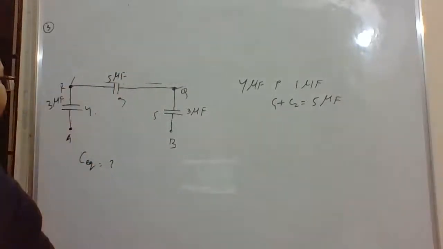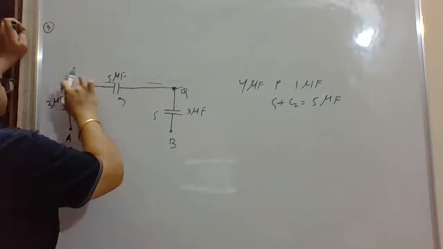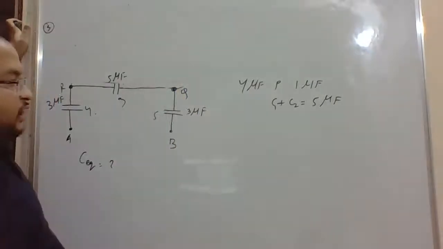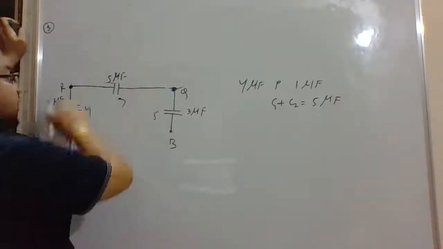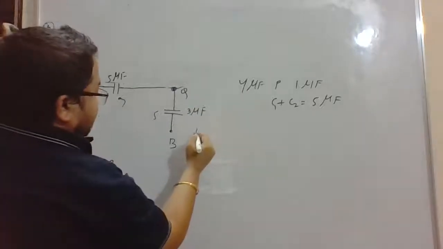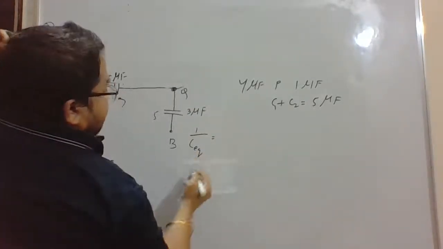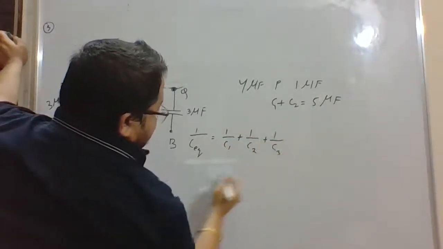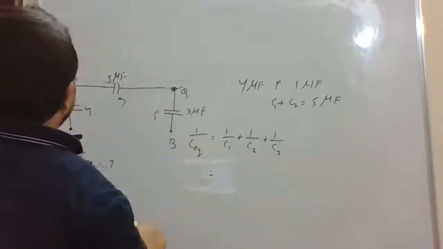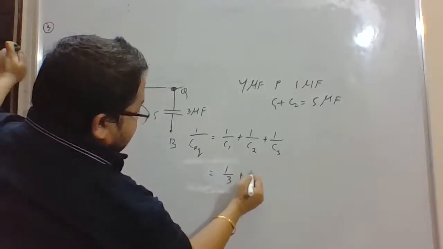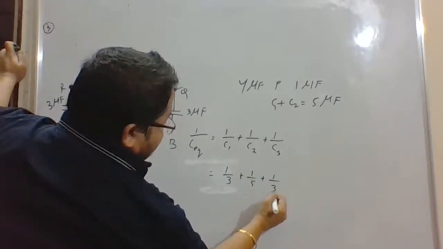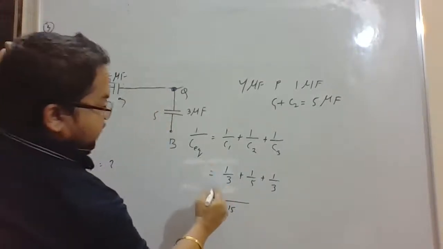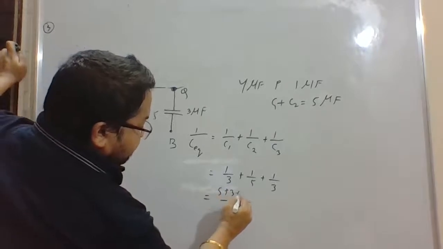Now, if this is 5 microfarad, then this is in series with this 3 microfarad, and with this other 3 microfarad. Now we have 3 capacitors, all in series. So let us use the formula: 1 by C equivalent is equal to 1 by C1 plus 1 by C2 plus 1 by C3. So 1 by C equivalent is 1 by 3 plus 1 by 5 plus 1 by 3. Your LCM will become 15, and here it will be 5 plus 3 plus 5.